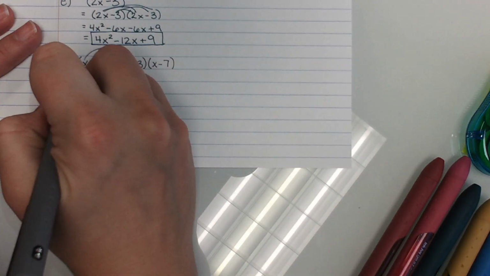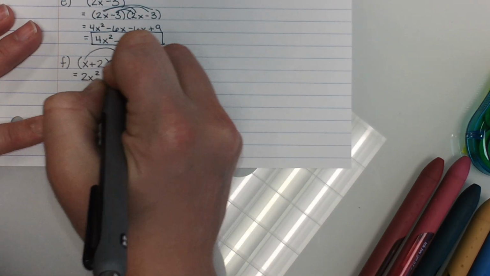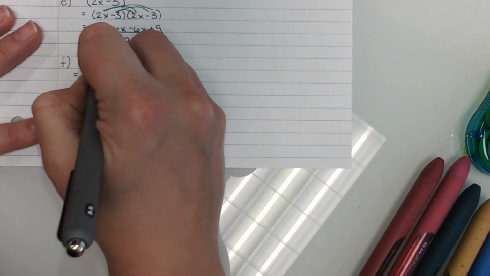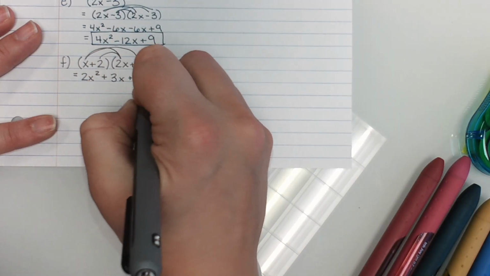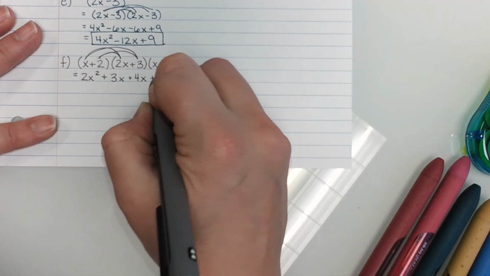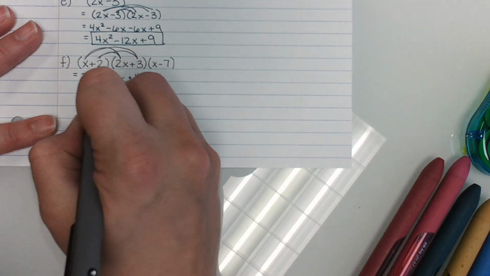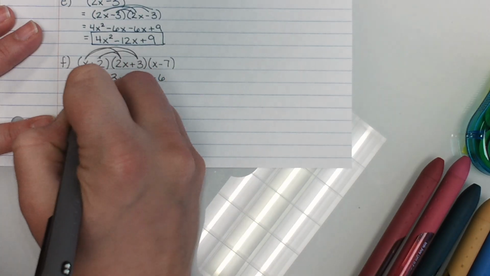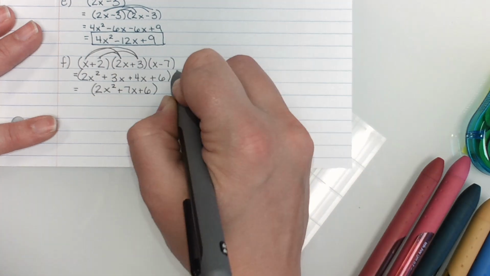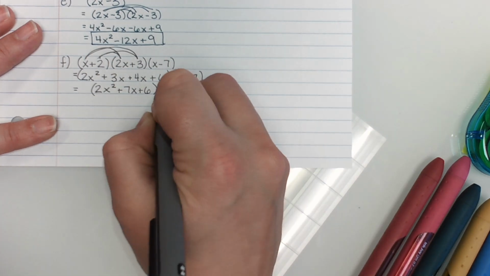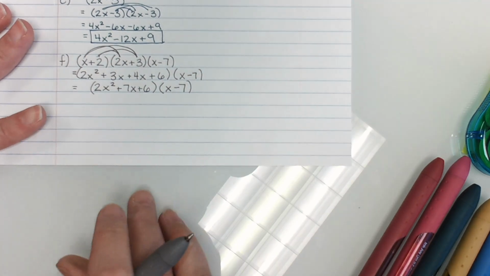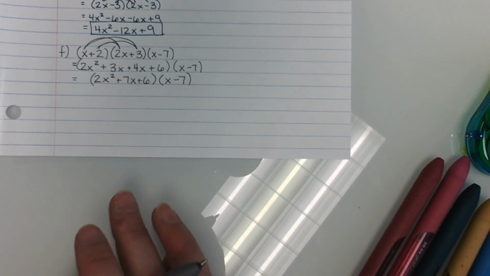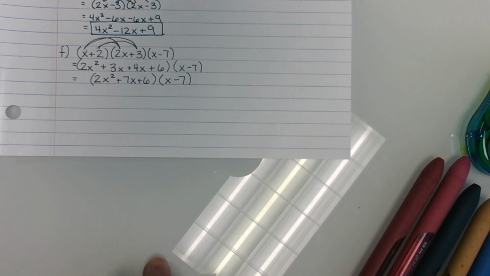X times 2x? 2x squared. X times 3? 2x times 2x? 2 times 3. Combine your like terms. But remember that we're not done. This is still getting multiplied by the x minus 7. It is the only time that you need to keep the parentheses after you've distributed, when you're multiplying more than just two things.